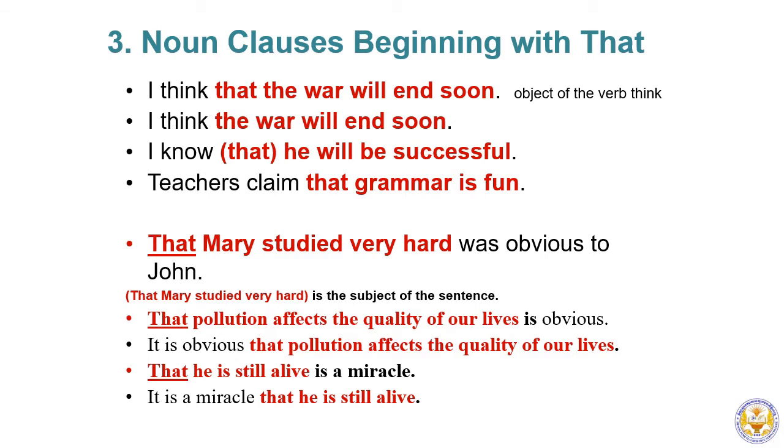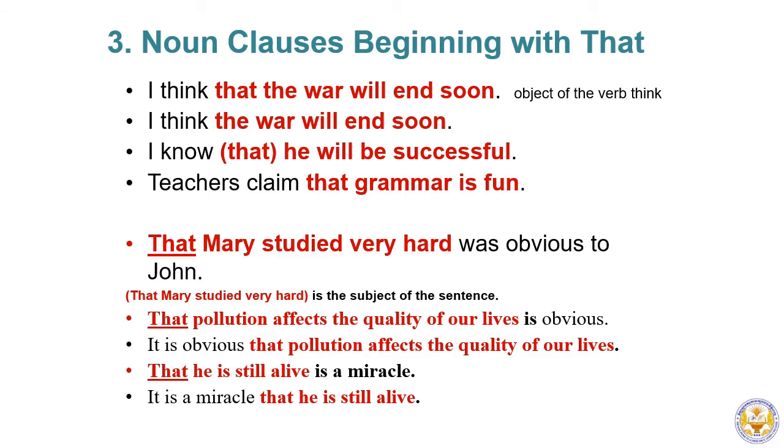The third type of noun clause is that clause. The noun clause that begins with the word that. I think that the war will end soon. So that the war will end soon here is an object of the sentence. I think the war will end soon. So the war will end soon here is the object of the sentence.